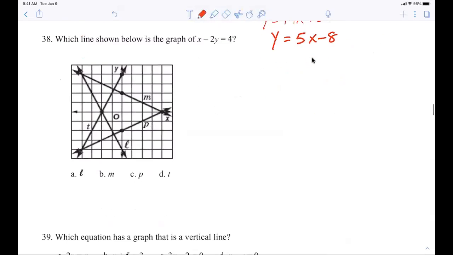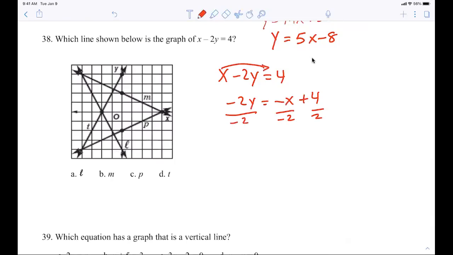All right, now let's look at 38. X minus 2y equals 4. We want to put it in the right format. Y equals mx plus b. So we're going to move the x. Negative 2y equals negative x plus 4. Divide by negative 2. So y equals 1 half x minus 2. So that means you go down 2, up 1 over 2. So this is your line, which to me looks like line P.